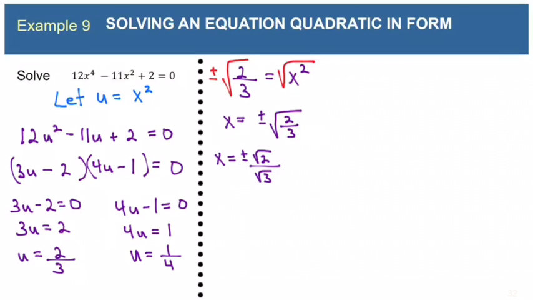So what we can do is rationalize this by splitting this up into two separate radicals and then multiplying top and bottom by square root of 3. So we end up with plus or minus square root of 6/3.